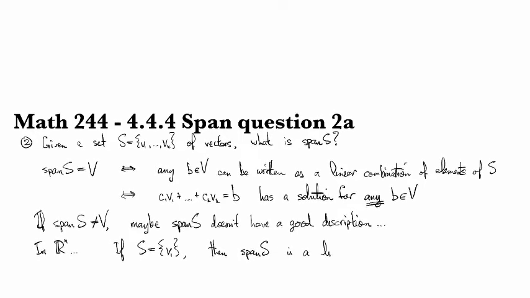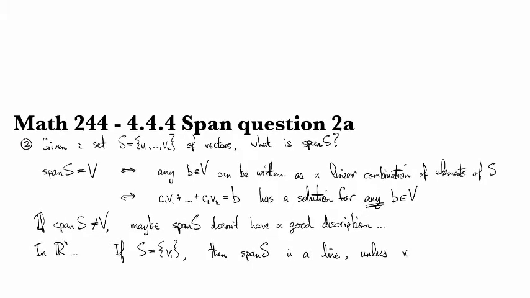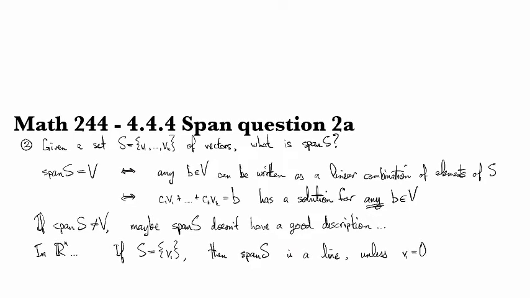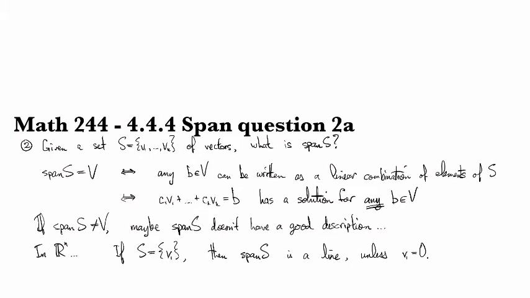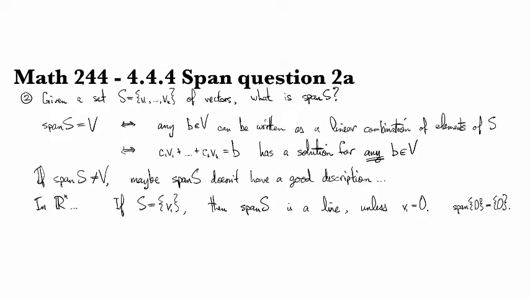is going to be a line, except for the exceptional case in which you are unlucky enough to have the zero element as your vector, in which case the span of zero is just the trivial vector space consisting of the single zero vector.